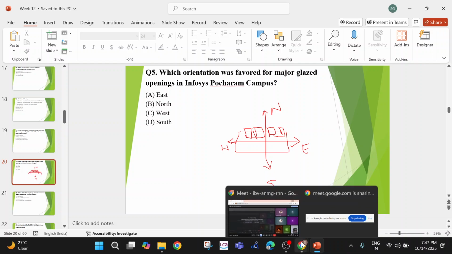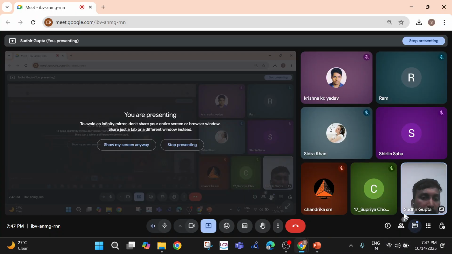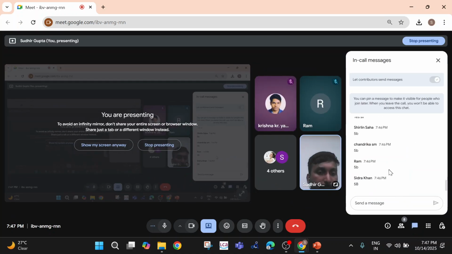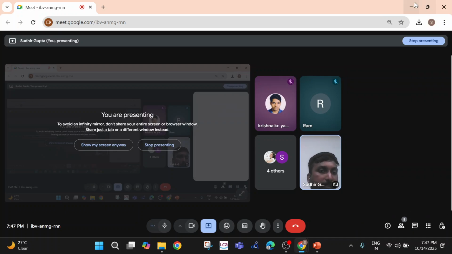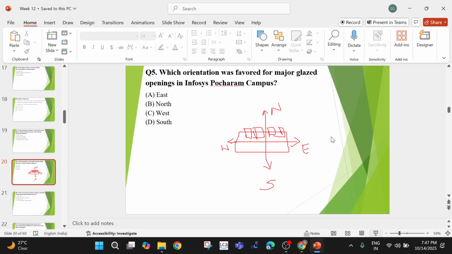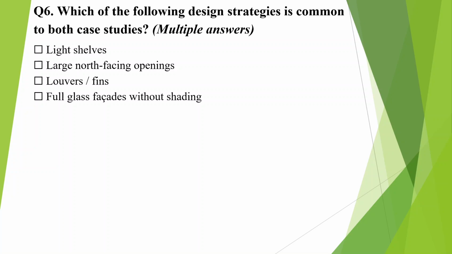So let me see who has marked option B and who has not. Sidra, Ram, Chandrika, Celine, every one of you has marked it correctly. Good. So let us move to the sixth question. Here is the sixth question, and again this is a multiple answer type of question, so you can choose multiple answers from the options given above. Whichever option you think to be the correct answer, you can choose all of them.